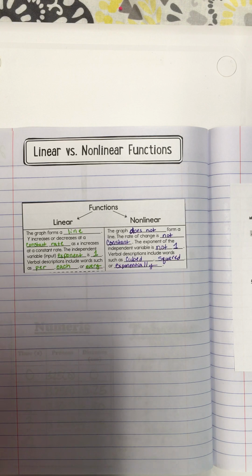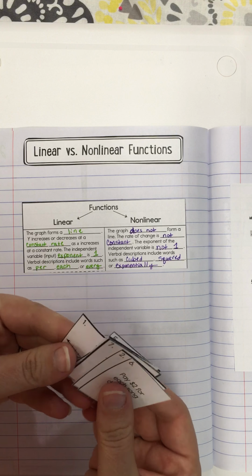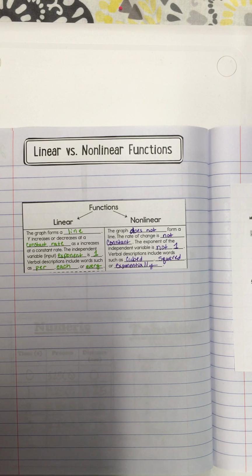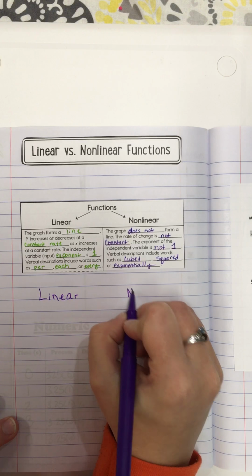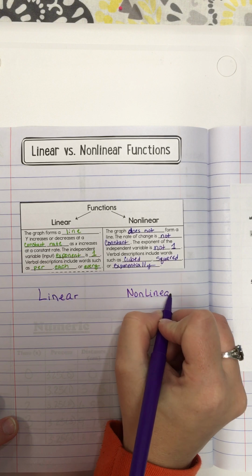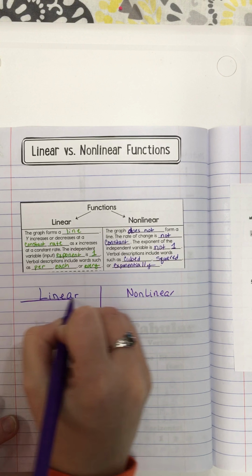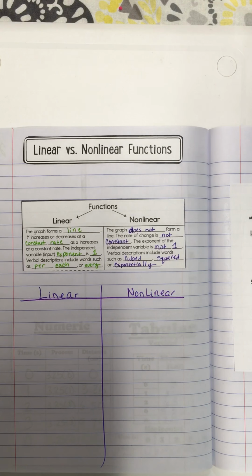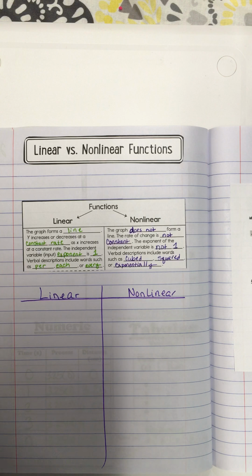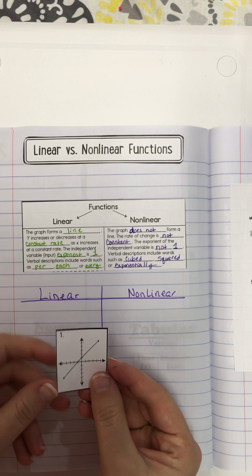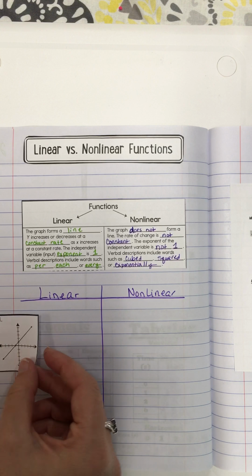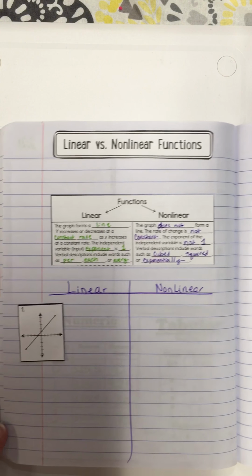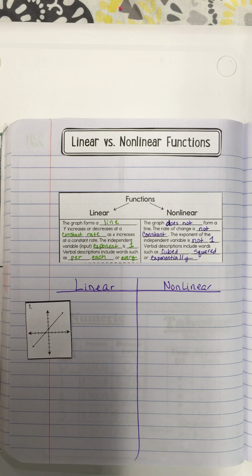So you should have been given some different little squares. I think there's 8 of them. All right, and we're going to sort them into either linear or nonlinear, and we're going to glue them down. Linear or nonlinear. So look at number 1. Is it a straight line? Okay. If it's a straight line, it's going to be linear. So you can glue that into your linear category.